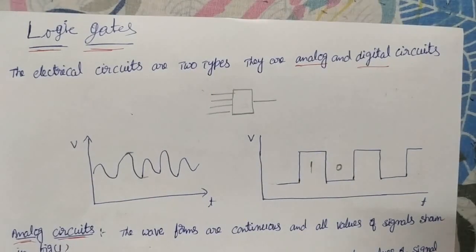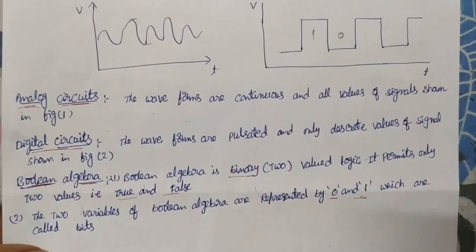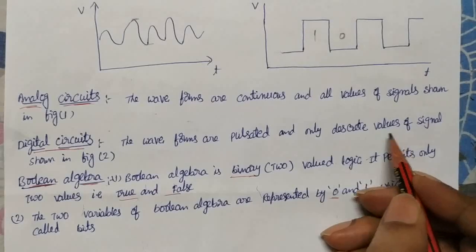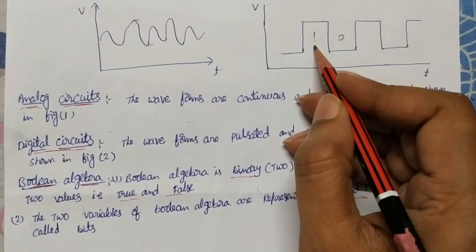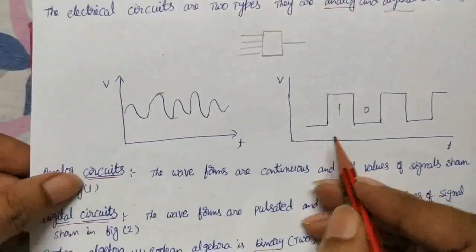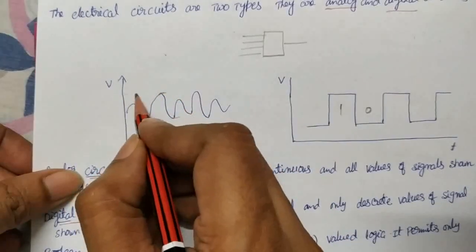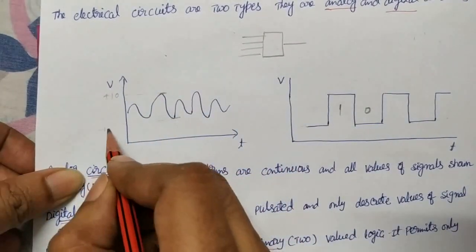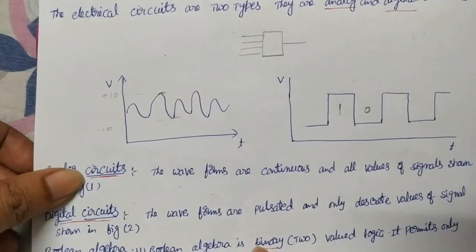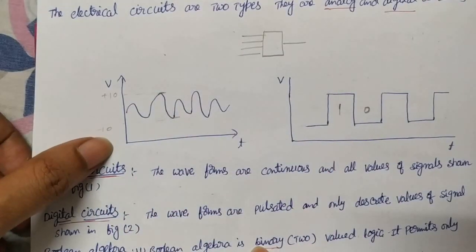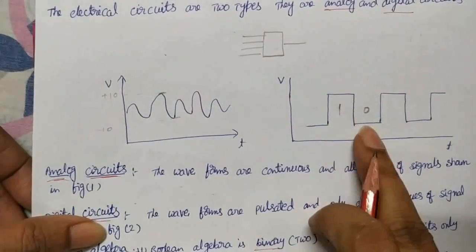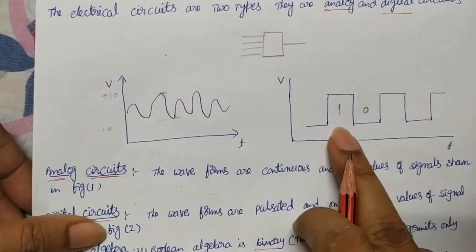So here you see, it is discrete, having discrete values, either 1 or 0 only. But here it is not like that. Suppose the maximum value is plus 10 volt, for example, you can take plus 10 volt. Here you can take minus 10 volt. It can be any value between plus 10 and minus 10, including fractions also. But here there are only two values, either 1 or 0.